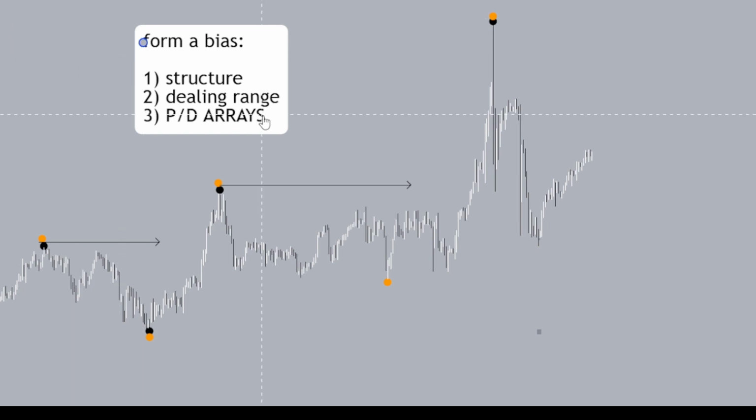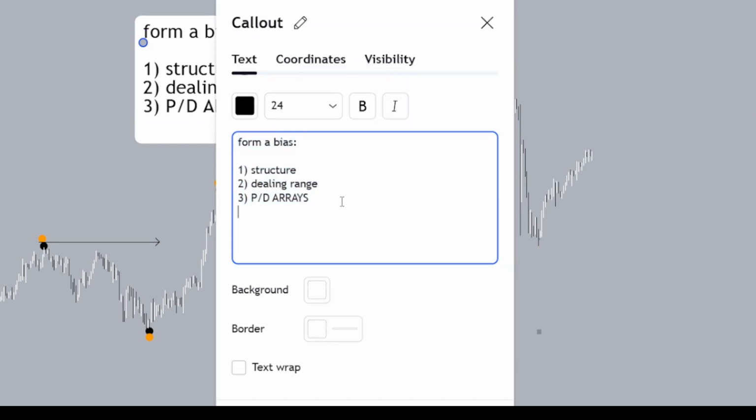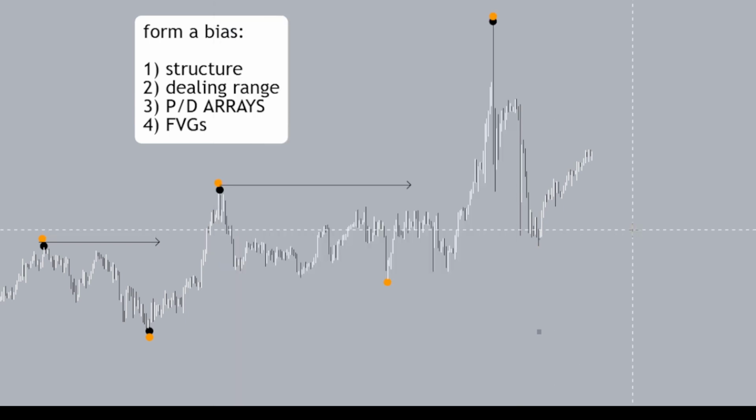And last but not least, the final thing we are interested in is where the inefficiencies are, or where the fair value gaps are. We're going to go into that in a minute. So quickly, the main four things we're going to dissect are our market structure, our dealing range, our PD arrays, and our fair value gap. All these four things will be discussed now on the charts.